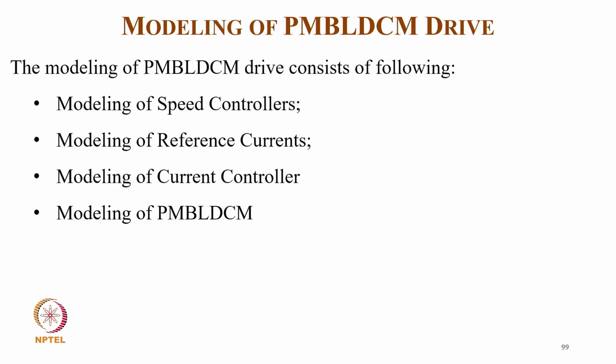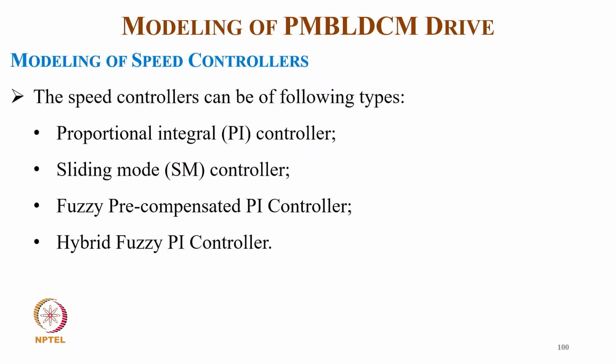modeling of reference current, modeling of current controller, modeling of permanent magnet brushless DC motor drive. So the speed controller can be a proportional integral control, which is minimal because of integral action. We get zero steady state error, or we can use sliding mode control, also called a robust controller or variable structure controller, or a fuzzy precompensated proportional integral controller. That gives the advantage that you do not need to tune the gain of PI much and you get the best response, because we have a fuzzy precompensation term to take care of the dynamics.